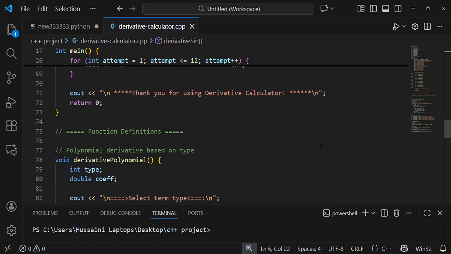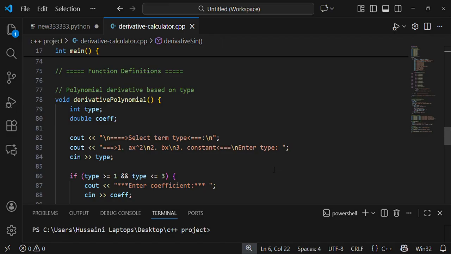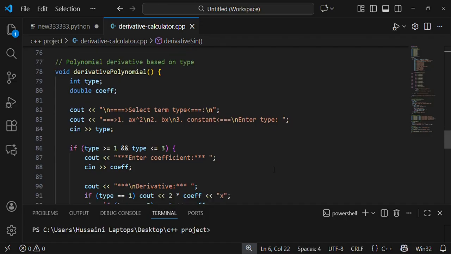Then here our function definitions start, with polynomial derivative based on type, void derivative polynomial. In this you know that the polynomial quadratic equation has three coefficients, in which ax square plus bx plus c. a is a coefficient, b is a coefficient, and c is a coefficient. So here I again declare the int type and double coefficient, and select term type. In select type there is a cout, and I also cout ax square, bx, plus c. I use constant for c. Then the user has three choices, type 1 to type 3, and enters the coefficient.